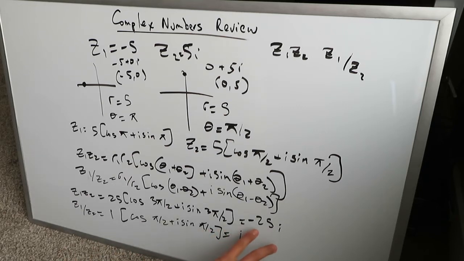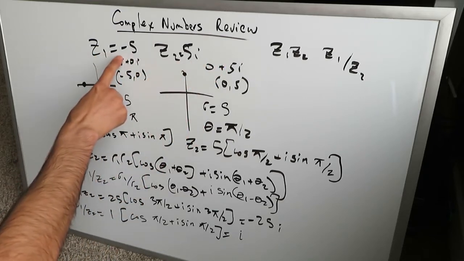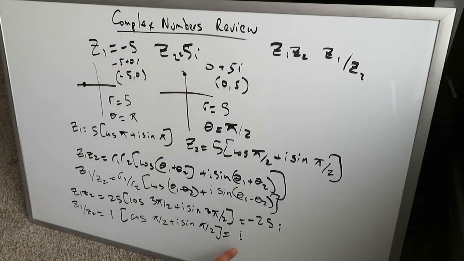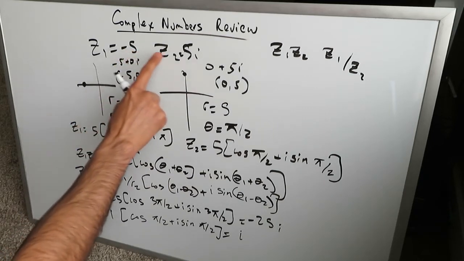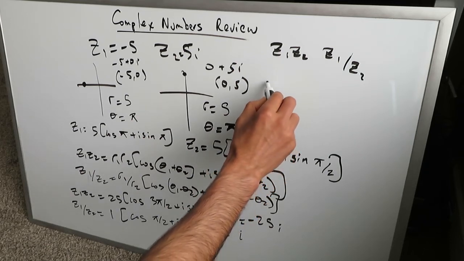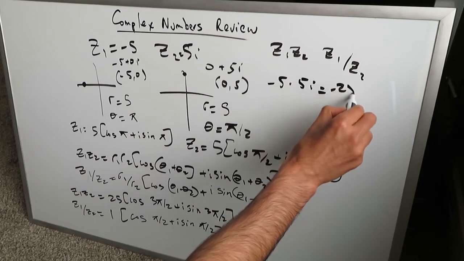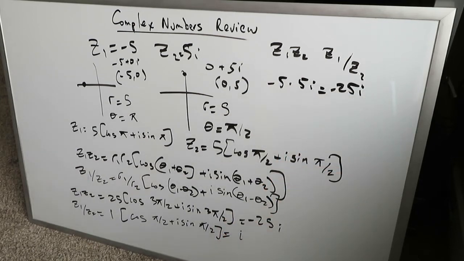So these are our results. The product of the complex numbers is minus 25i, and the quotient of these two complex numbers, complex number 1 and complex number 2, is just i. Remember, as I was saying, you can do the shortcut. You can just do minus 5 times 5i and eliminate this whole long process, but you'll still get the same result. Minus 5 times 5i gives minus 25i.